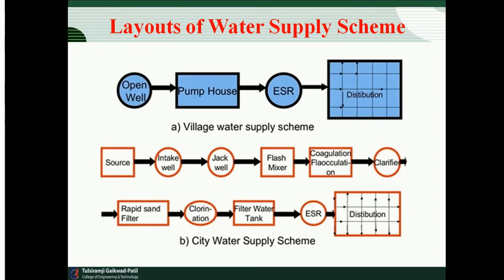The second figure shows a particular city water supply scheme. The water is taken from the source using the intake well and jack well. It is sent to the water treatment plant, where after passing through various processes such as flash mixer, coagulation, flocculation, clarifier, rapid sand filter, chlorination and filter water tank, the water is stored in the elevated storage reservoir, and again, as per the requirement of the city, water is distributed using the distribution network.